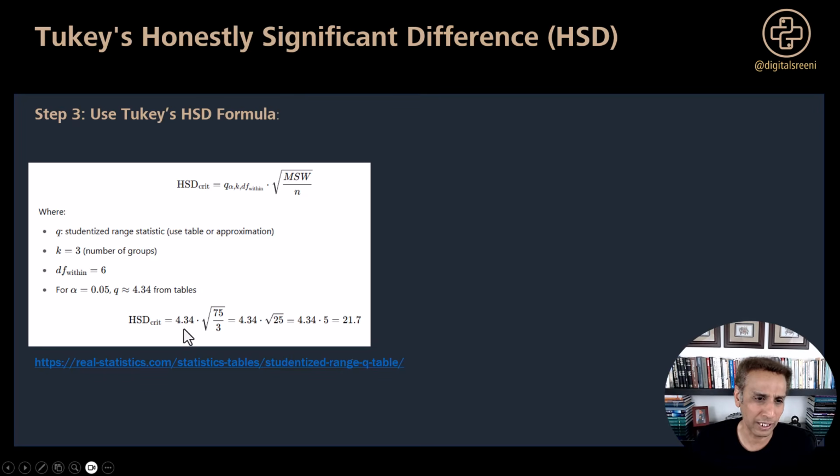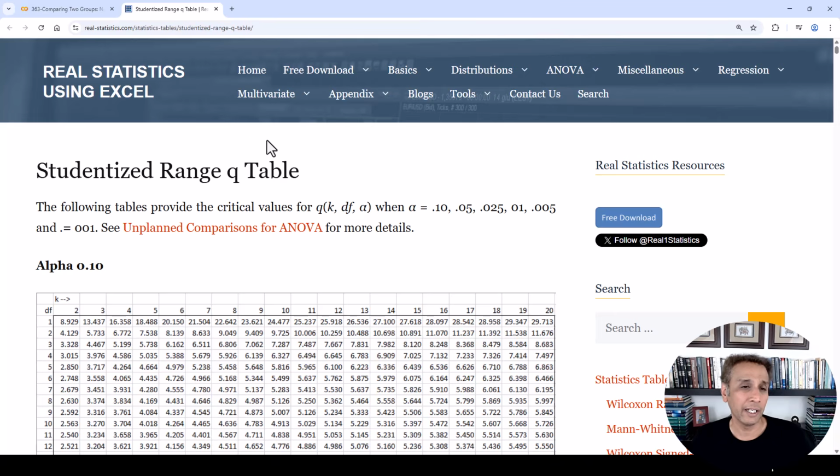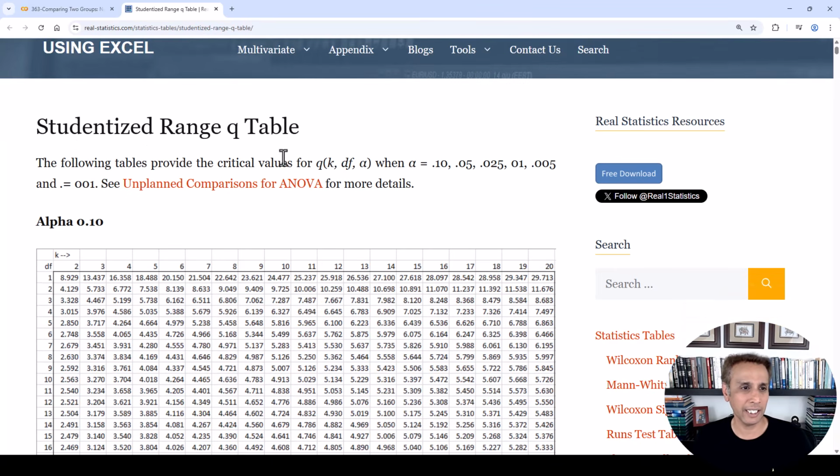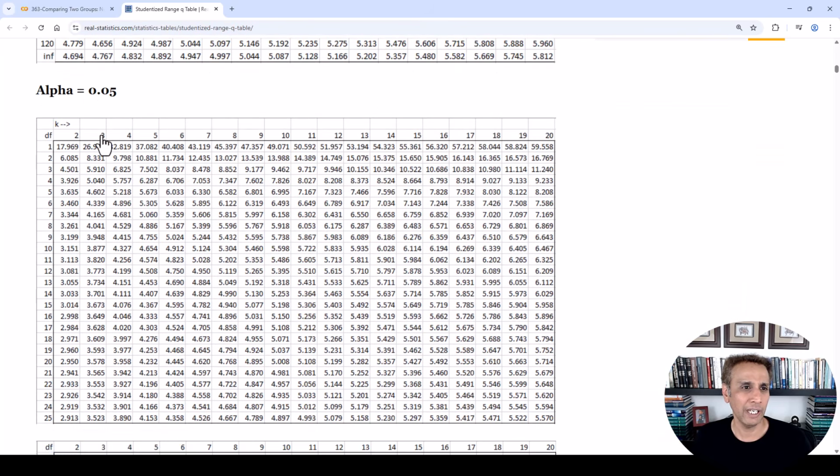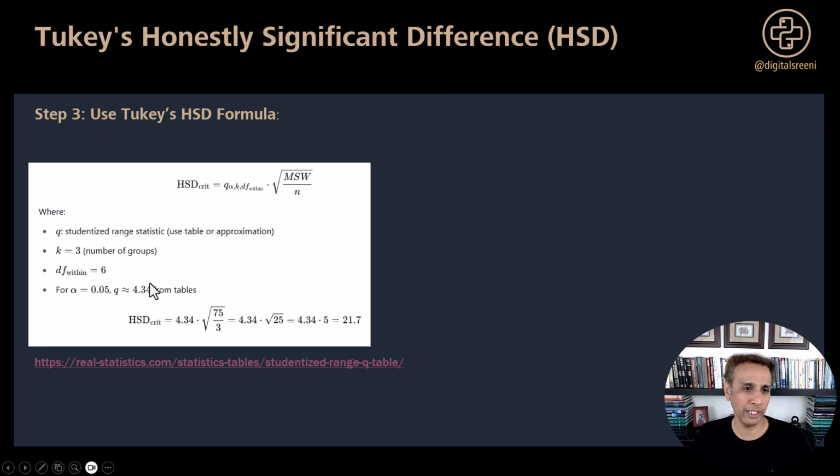How did I get this 4.34? Well, now we have to look at a lookup table. The Q is based on how many groups we have, what the degrees of freedom within is, and for what alpha, 0.05. I added a link here. If you follow the link, you'll see a page like this, and you see alpha 0.10 or alpha 0.05, and we have k equals 3, and degrees of freedom 6. If you look at that, you get a value of 4.339, and this is exactly what you see right there, 4.34, from the tables.